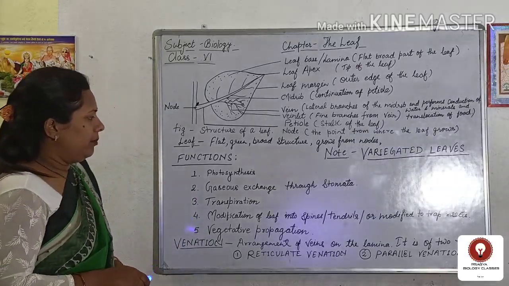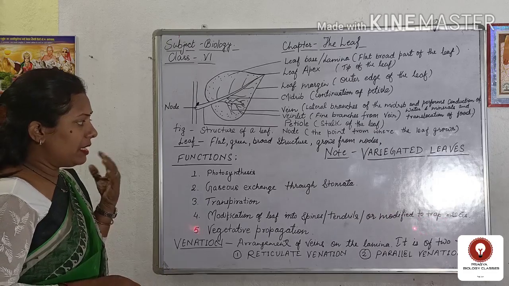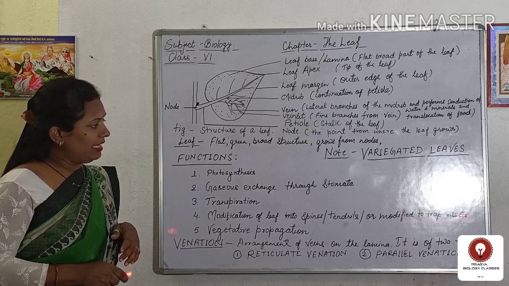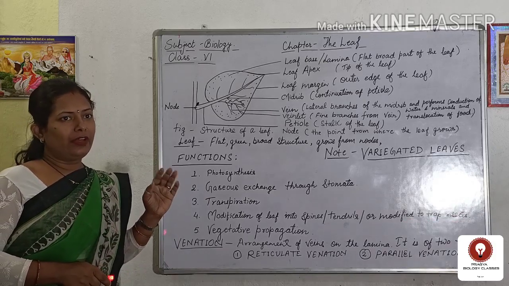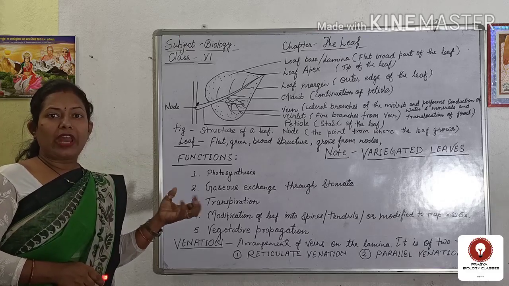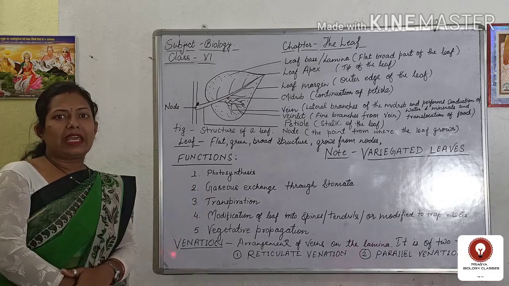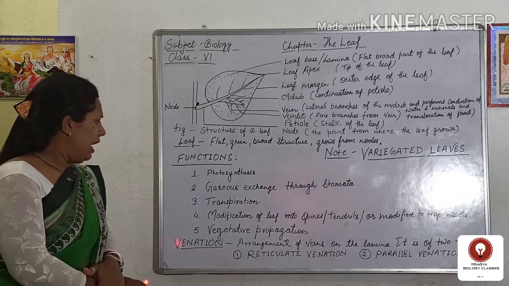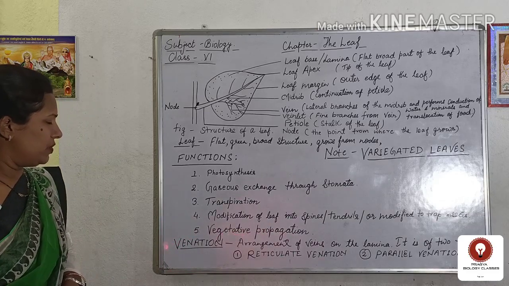Now another modification is to trap insects. Sometimes leaves are modified into different structures to trap insects, and this I will discuss in a video where you will be able to see how the leaves are modified to trap insects. Generally leaves trap insects to fulfill their nitrogen requirement. Now I will discuss the fifth point, that is vegetative propagation.